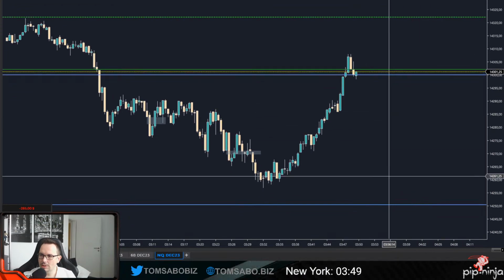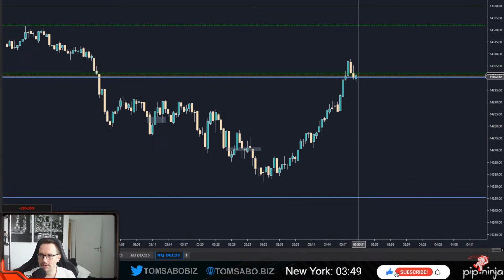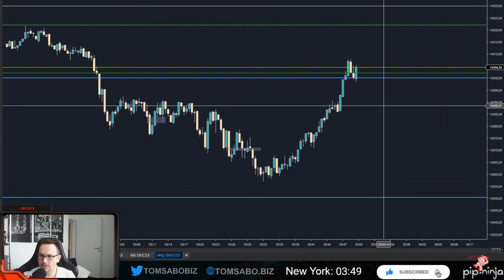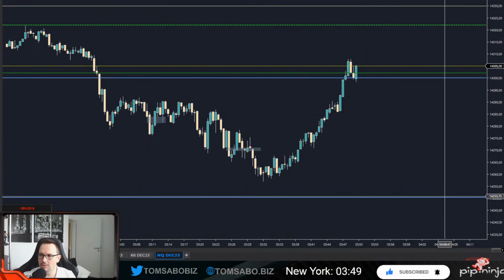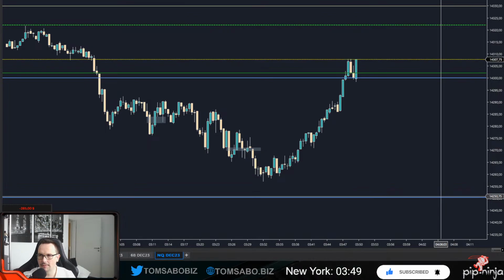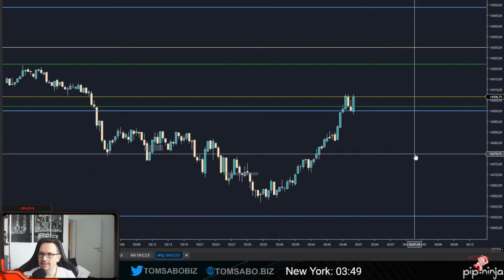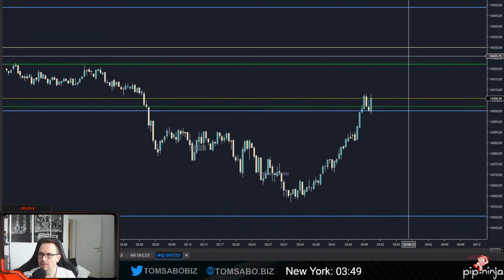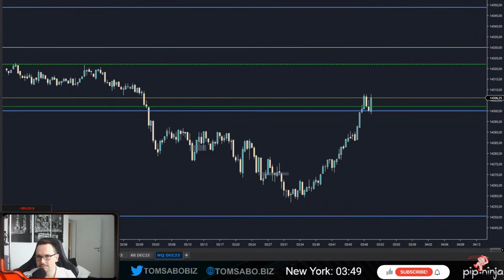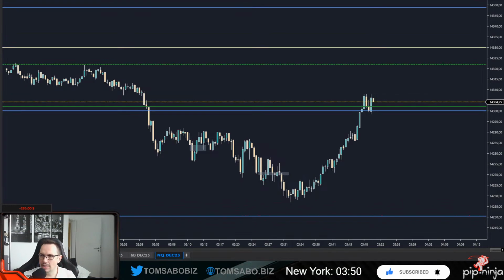My bias is short for now still. If it starts to drop with a structure break, I would still target the new day opening gap from the 25th of May. If not, then we can go for the 330 level. So that's it. That's what we're waiting for.